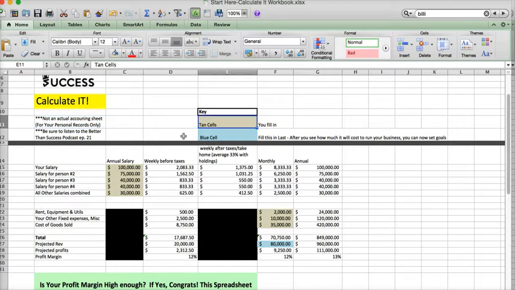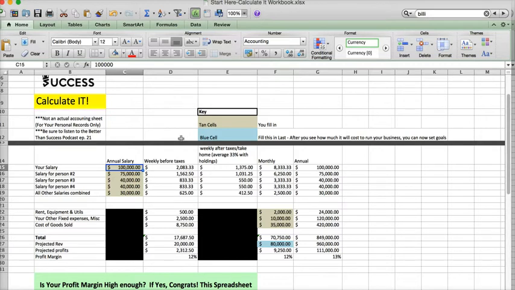So the tan cells are where you are going to fill in your information. This blue cell, you can fill it in absolutely last. So let's go through this. The first thing is you want to think about your salary. We talked about vision, and we talked about if the world were yours, what is the amount of money that you want to make when this thing is all said and done? Your salary, because at the end of the day, it's really all about you.